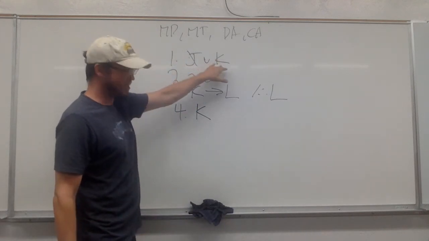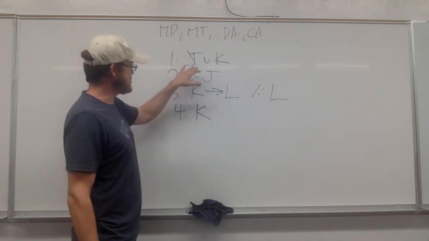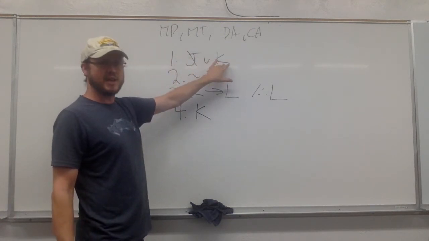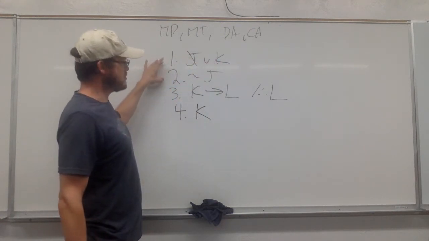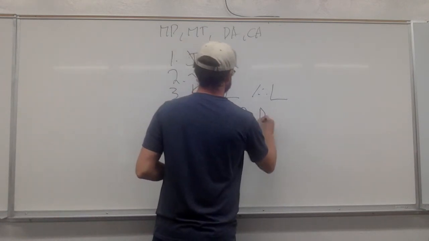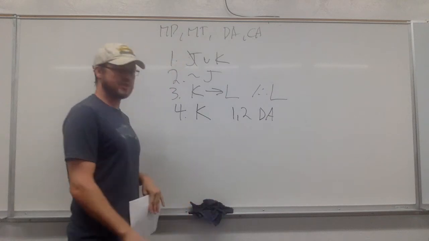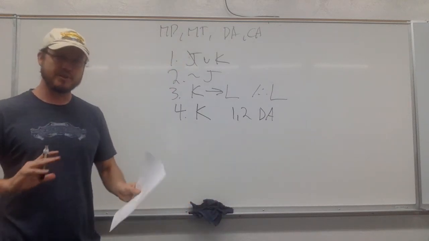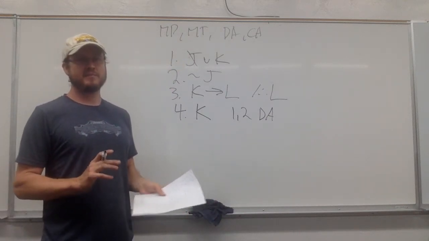Because I got the K from here, how did I get the K? Because if I don't have J, I'm left with a K. And what did I use to get there? I used lines 1 and 2, disjunctive argument. 1 and 2, DA. Showed my work, I'm good, I'm ready to move on to the next line.